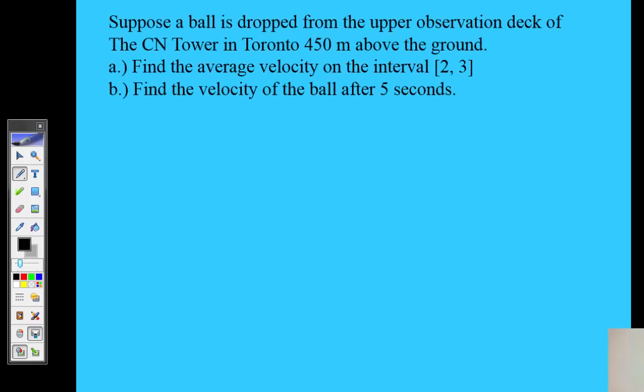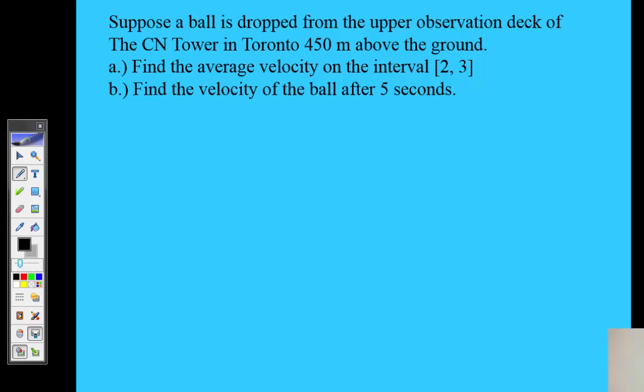Let's look at an application problem. Suppose a ball is dropped from the upper observation deck of the CN Tower in Toronto 450 meters above the ground. Find the average velocity on the interval 2 seconds to 3 seconds. Find the velocity of the ball after 5 seconds. When a problem says after 5 seconds, it's meaning at 5 seconds, what is the velocity? So it's an instantaneous velocity.